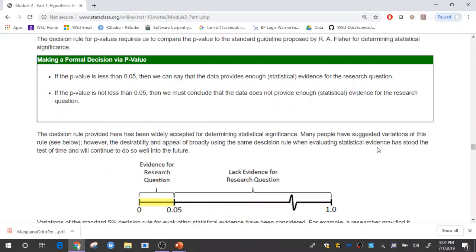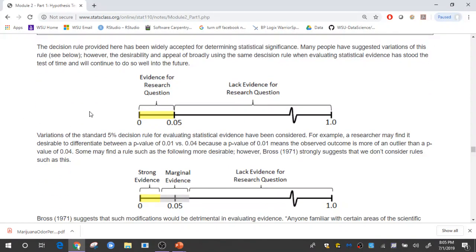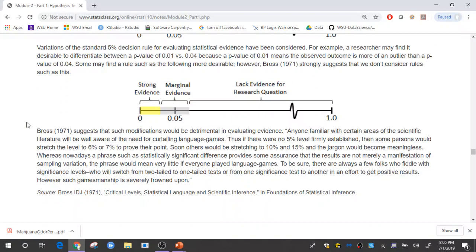Now, one advantage of using the p-value approach is you don't need to worry about whether you're in the bottom 5% or top 5% or the outside 5%. All you need to do is check to see if that p-value is less than 5%. If it is less than 5%, then we do have enough evidence for the research question. And if it's not less than 5%, then we do not have enough evidence for the research question. I provide some discussion in the notes about this notion of marginal evidence, so values that are close to 0.05.